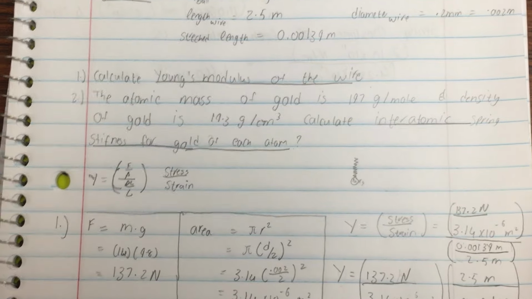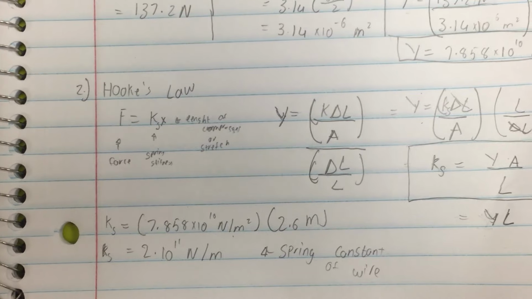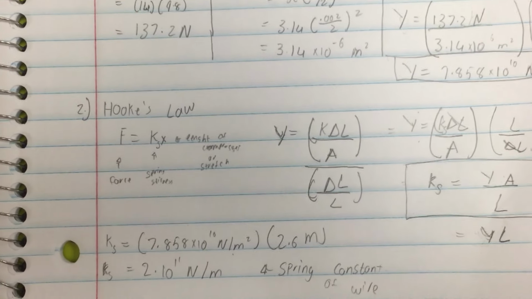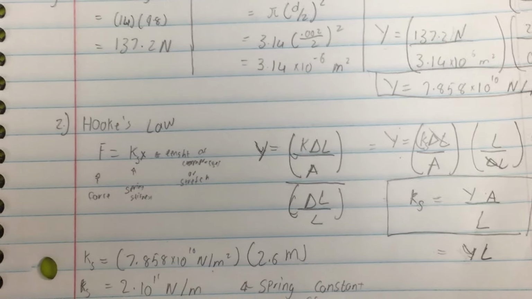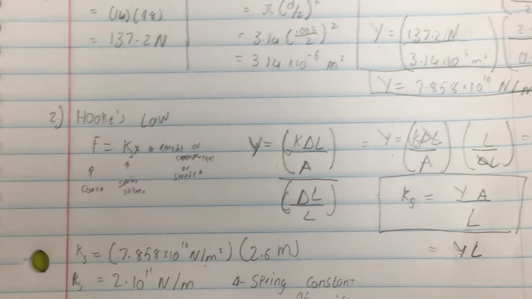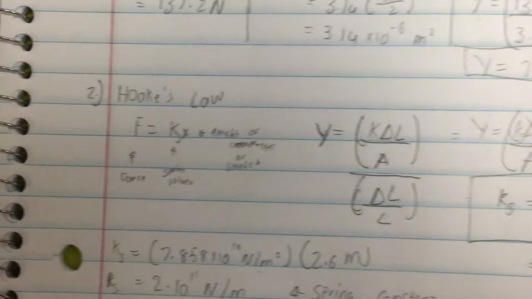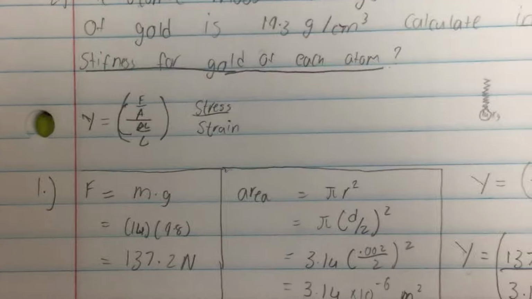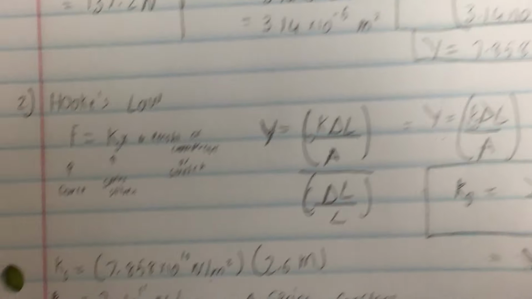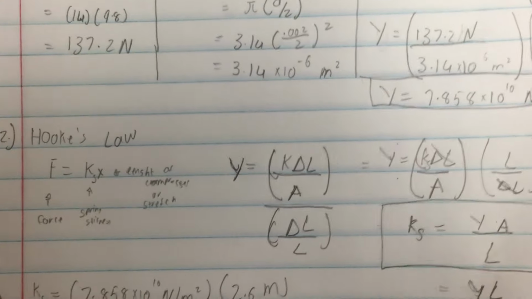Next, we have to find the interatomic spring stiffness for each gold atom. So first, I used Hooke's law, which is F equals Ks times X, where F represents force, Ks represents the spring stiffness, and X is the length the spring is compressed or stretched. We said F equals that, and in the original Young's modulus it said Y equals force over area. So we can substitute force for Ks times delta L. It should still be the same thing.